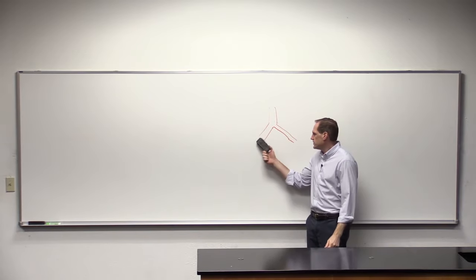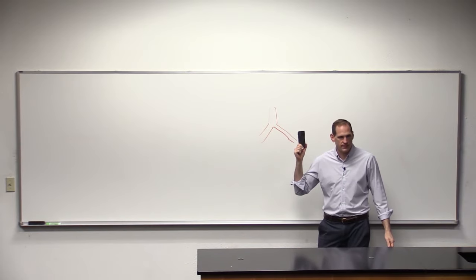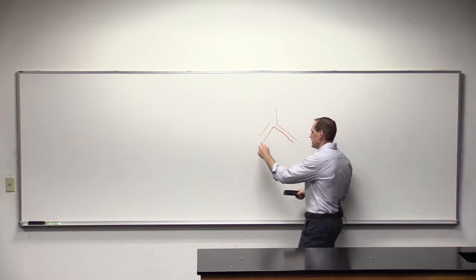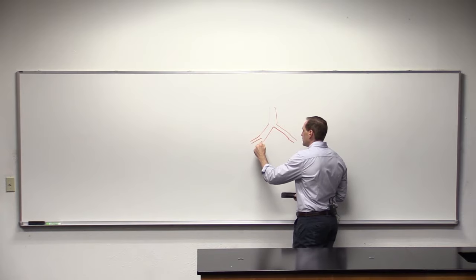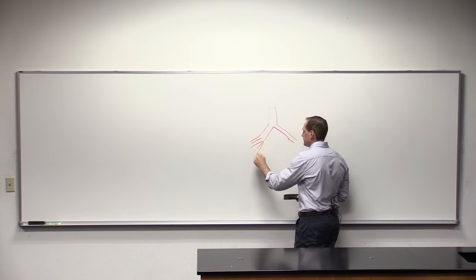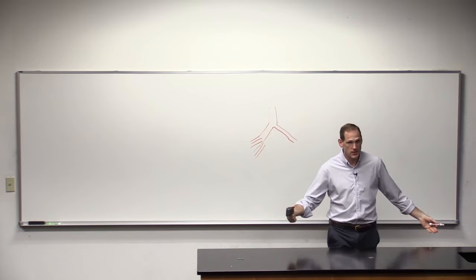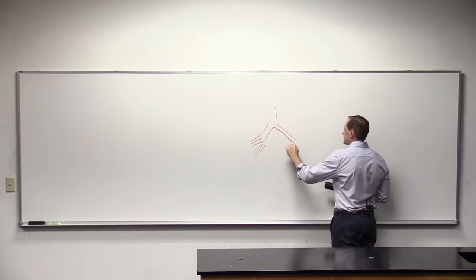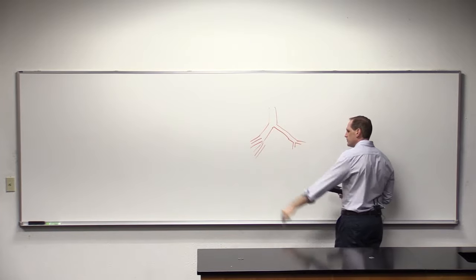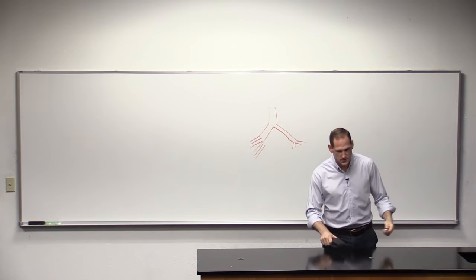So the right one is going to break up into how many bronchi? Three. We call these lobar bronchi. And the reason three is because, that's a terrible drawing, but because you have three lobes. On the left side, it's going to break up into two because you have two lobes.